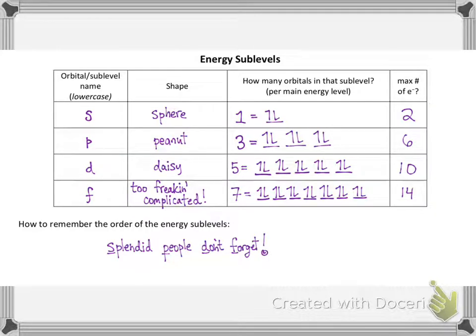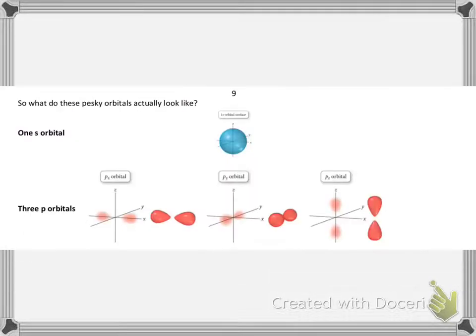Okay, let's take a moment to take a look at what these orbitals actually look like. So the S orbitals, just like promised, indeed are spheres. And the P orbitals, they do kind of look like peanuts. They're peanuts, though, that have a node in the middle, so there's no actual electron density at the very center between them. But, kind of like a peanut.